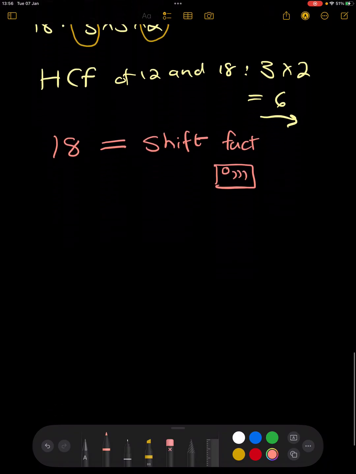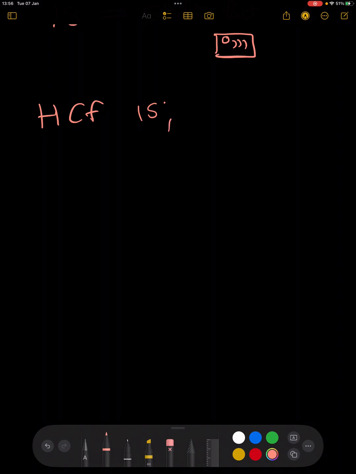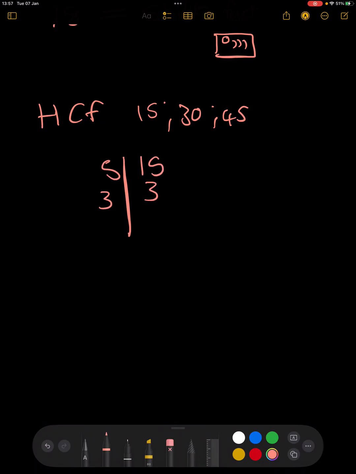All right, so let's try another one. Let's say I want to know the HCF of 15, 30, and 45. If we think back to the steps I taught you, the first thing we want to do is determine the product of prime factors. So we've done 15, and 15's product of prime factors is 5 times 3.